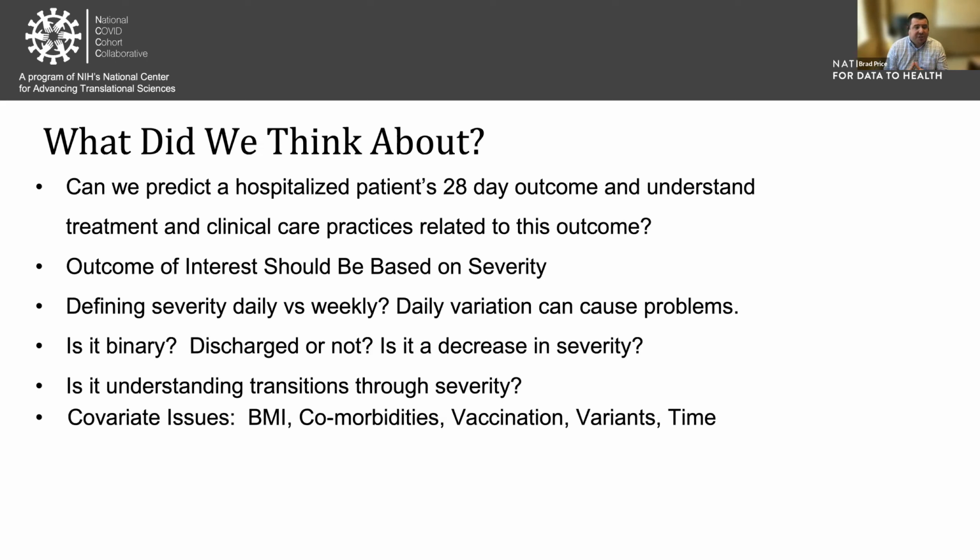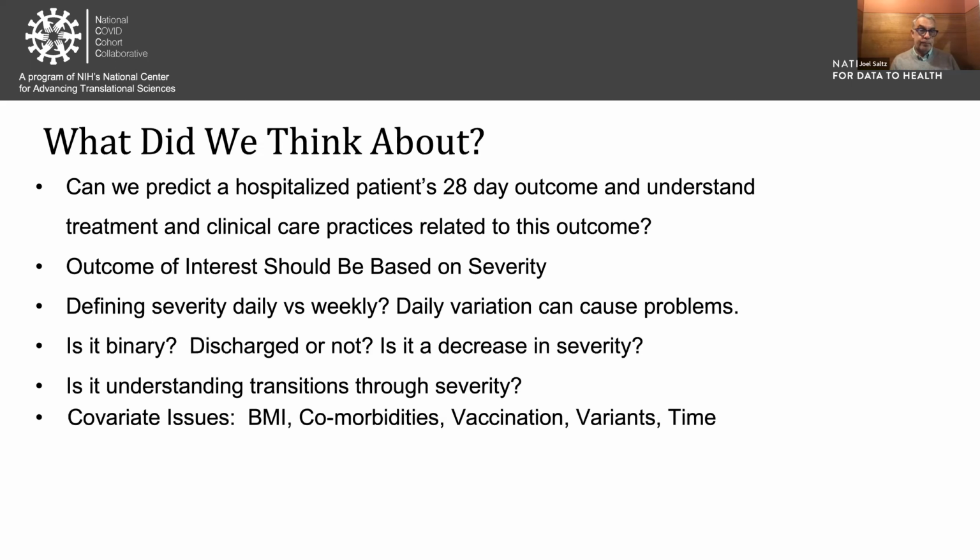So if we're going to define a patient to be starting in week 1 at an ordinal scale where they're hospitalized, should it be discharged? If they're on a ventilator in week 1, should it also be discharged or should it be any decrease? So the patient is moved off the ventilator. So there are a lot of different ways we can define severity and start thinking about what an outcome variable looks like. So again, it comes down to, is it understanding transitions through severity? And then there's a lot of covariate issues that come into play. We start looking at BMIs and we know the impact those have. We look at comorbidities, we look at vaccinations, we look at the variants we've experienced throughout the pandemic. And then the other piece that brings up is time.